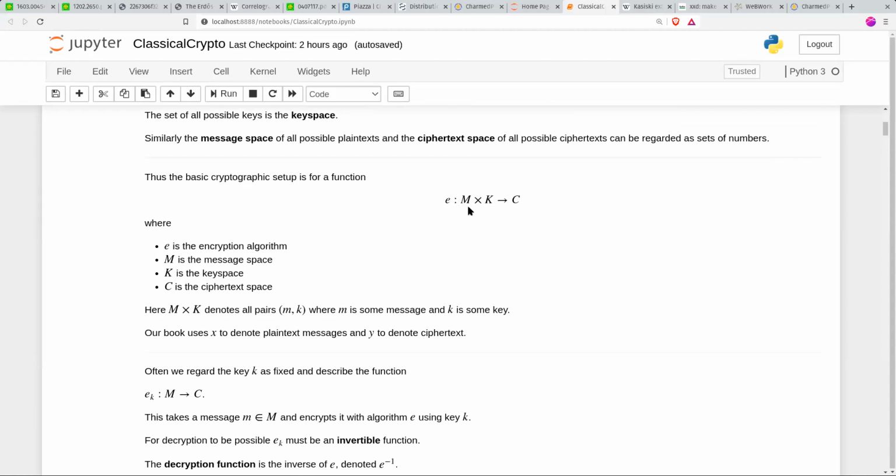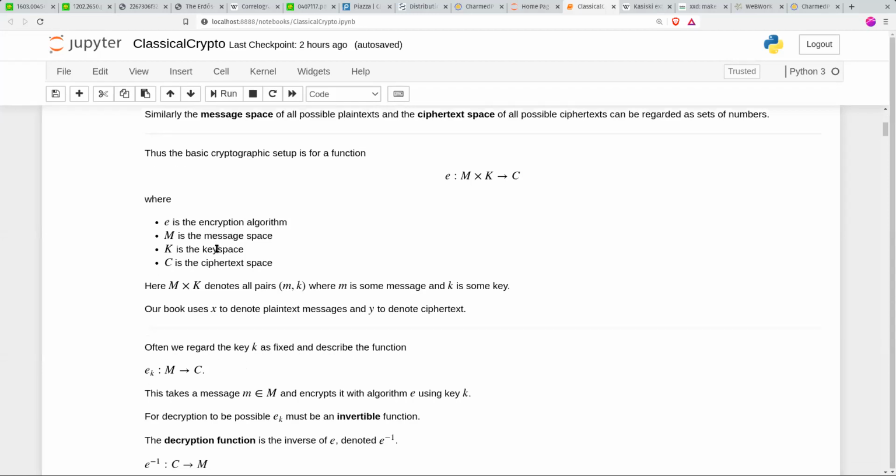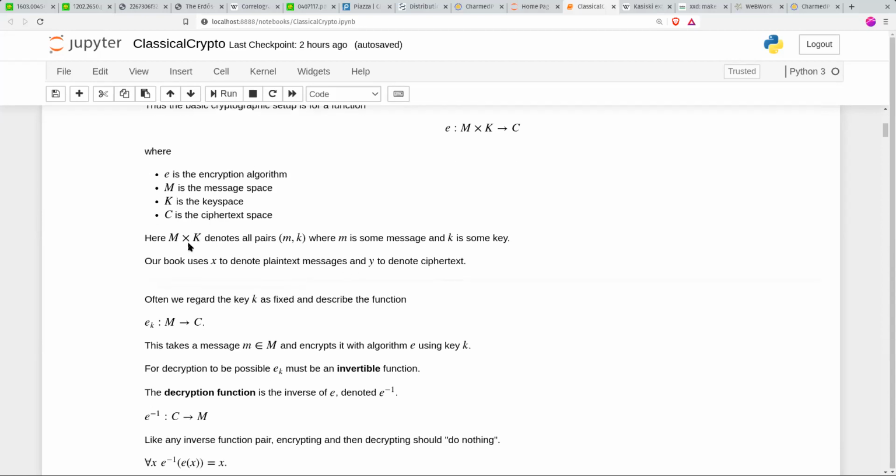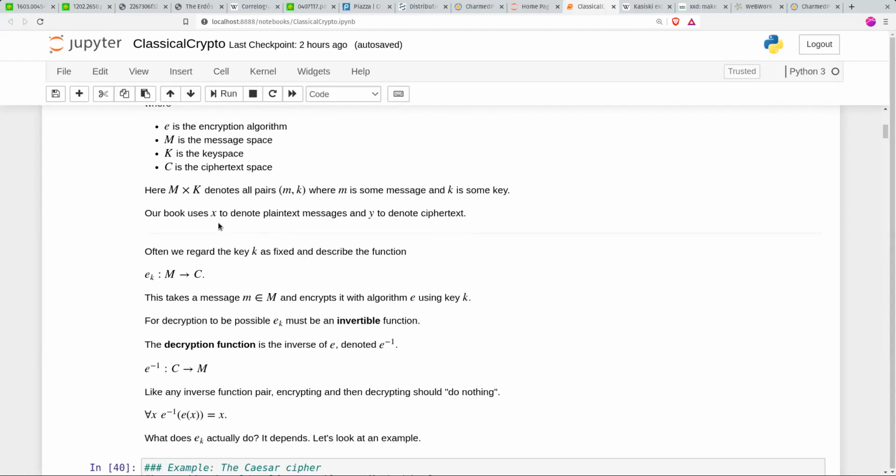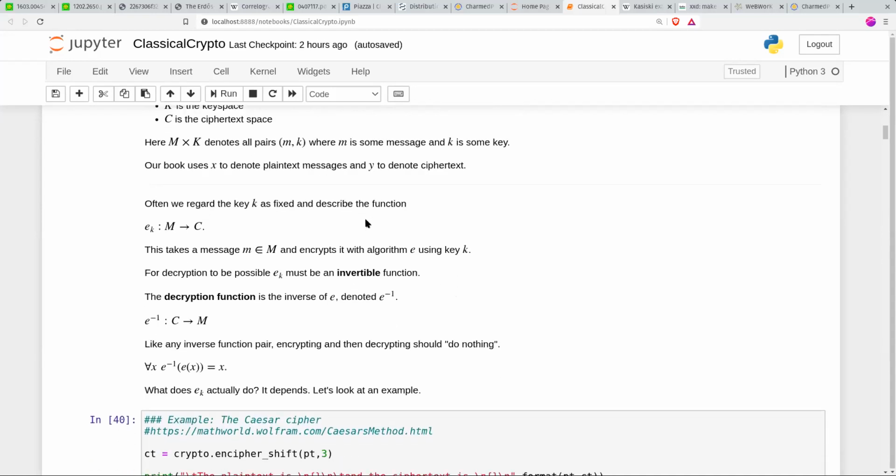So here's the basic setup. You take a message and a key and produce a ciphertext. So E is the encryption algorithm, M is the space of all messages, K is the space of all keys, C is the space of all ciphertexts. In case you've never seen this notation with this big cross before, this is the Cartesian product. It just means all pairs. The first thing in the pair comes from the message space, and the second thing in the pair comes from the key space. So this just means all pairs of keys and messages. And our book always uses X to denote plaintext and Y to denote ciphertext, so I'll try to do that too.